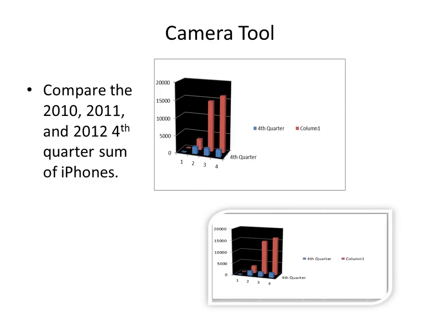Another tool I enjoyed using while doing this project was the camera tool. As you can see, the picture on top is the real graph, and the one under is what I used the camera to make. So the question was compare 2010, 2011, 2012 fourth quarter sum of iPhones, and you can see that the fourth quarter is the one in blue and the columns are in red.